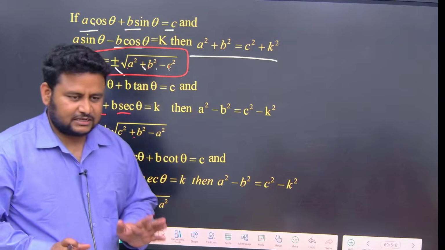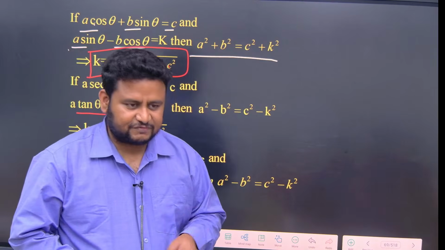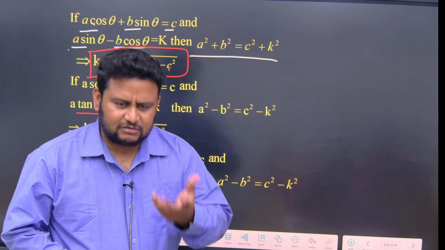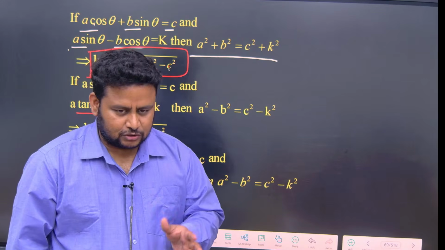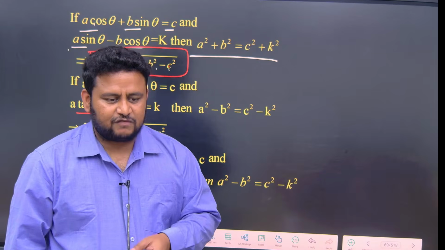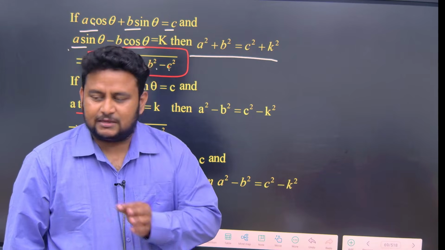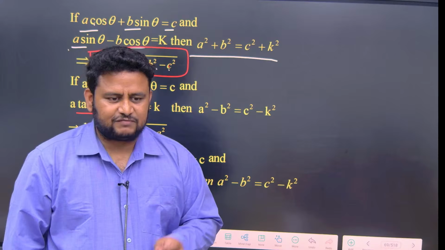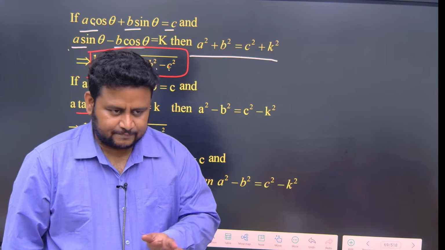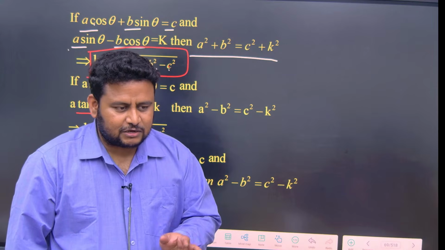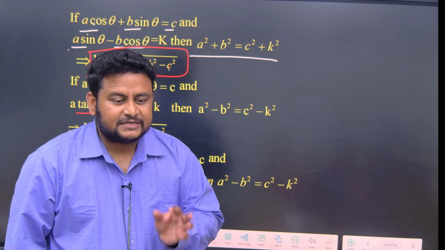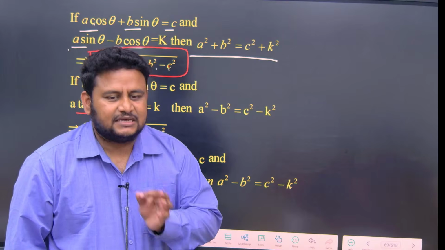So what I am telling is, if they give it in terms of sin and cos, and they ask you to find some other value, some constant k, how can k be found out? K is equal to plus or minus square root of a square plus b square minus c square. Similarly, if they give it in terms of secant and tan or cot and cosecant, like our identity, then the k value will be equal to plus or minus square root of c square plus b square minus a square.